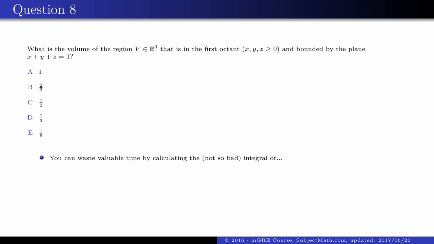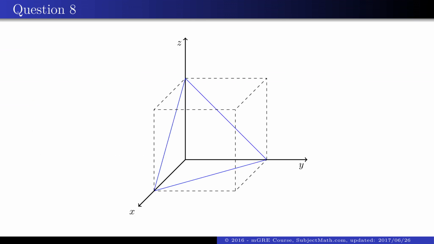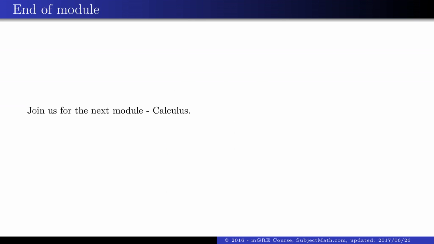A classic example of a 2.5 minutes question turning into a 10-second question is this. Note that the shape is a pyramid with a triangle as a base. This is the 3D model of the pyramid. Think of how 6 of those can fit into one cube.